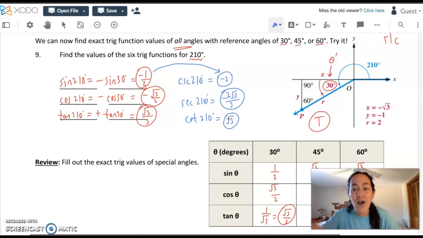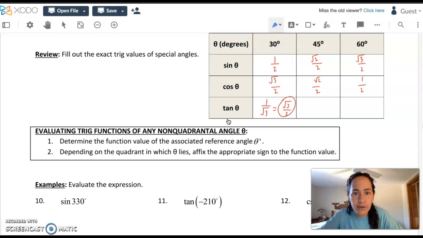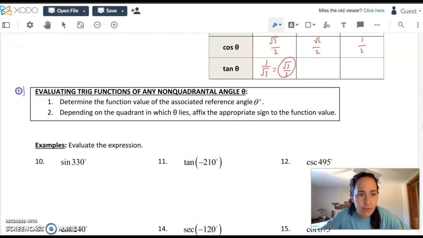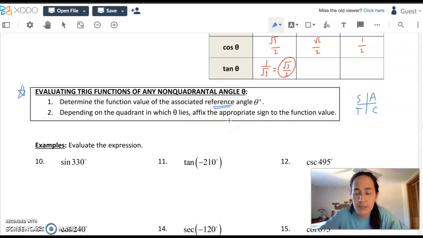That's 210. Over the coming days, we're going to talk more about reference angles and which exact values we can find in each quadrant. So there's a good little mini set of steps here, and we'll try the first couple of these, evaluating trig functions of any non-quadrantal angle theta. First, find the reference angle. That's a great step 1. Then use ASTC, depending on the quadrant in which theta lies, right? We can affix the appropriate sign to the function value. So we'll use both of these steps.